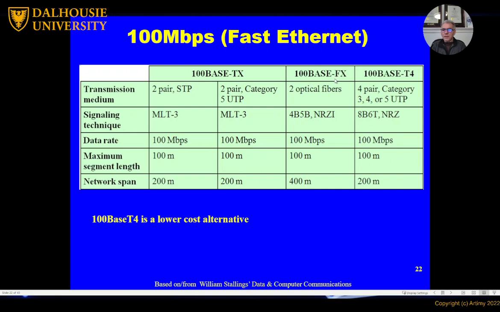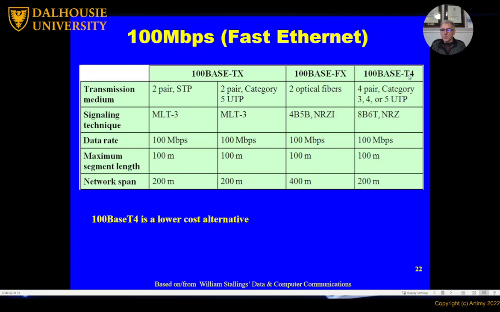Then we have the fiber variations. This is the signaling technique, by the way. So that's 4B, 5B, and this is the non-return to zero inverted, and all of that. Network span here is 400 meters and here is 200 meters. This one actually is the fiber.